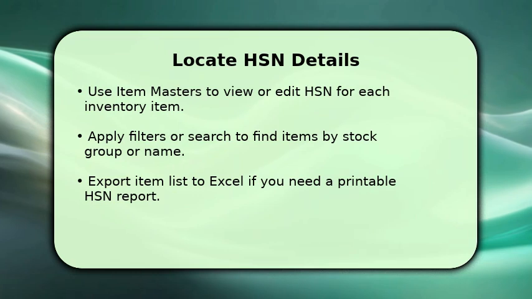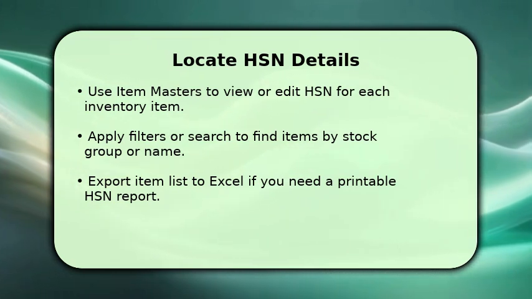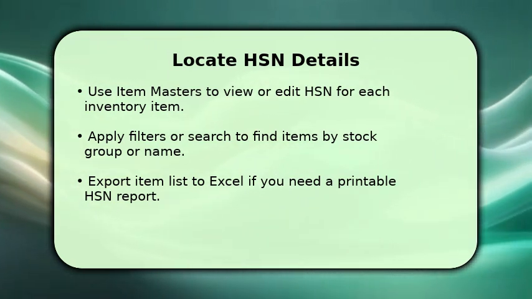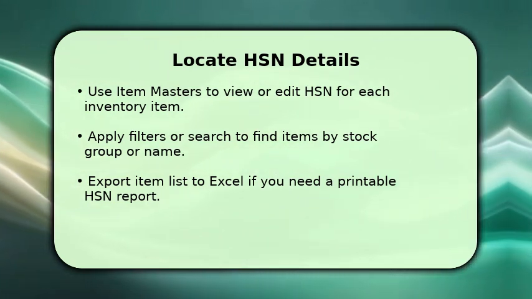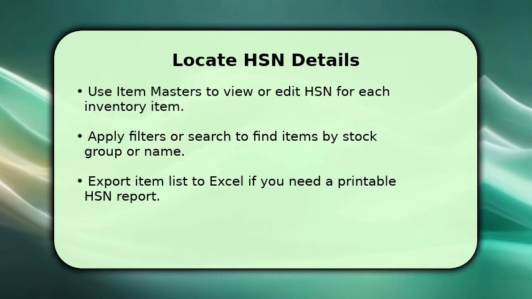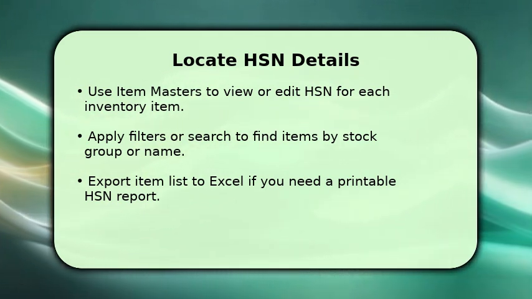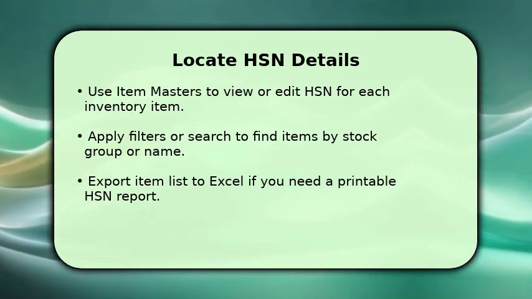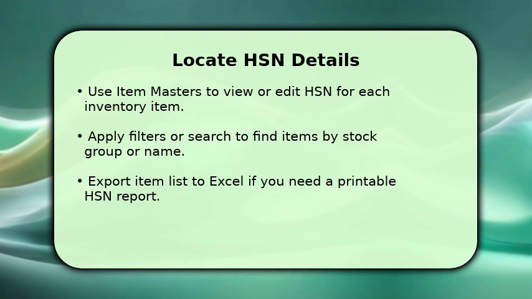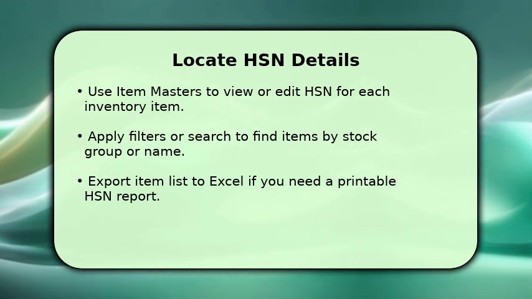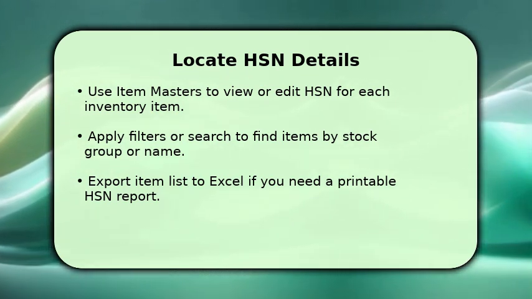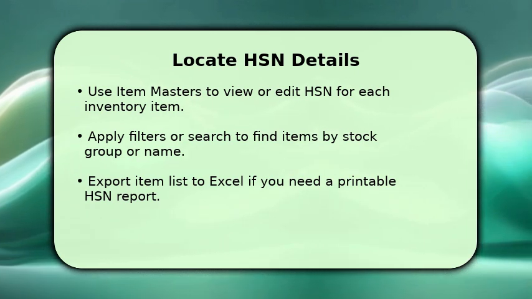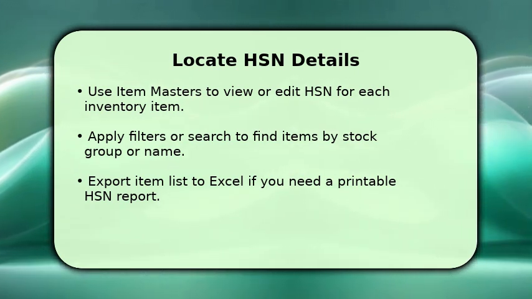Navigate to Inventory Info and then Item Masters, select the item to view its detailed screen, and locate the HSN/SAC field. Edit the field if required and press Accept to save. Use List of Items to bulk view HSN codes and apply filters by stock group to narrow results. Export the list via the Export option to create a spreadsheet for verification or submission purposes, keeping records organized and compliant.